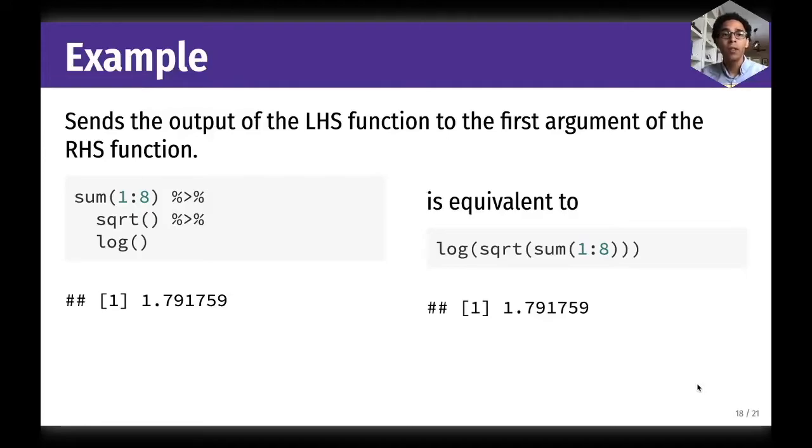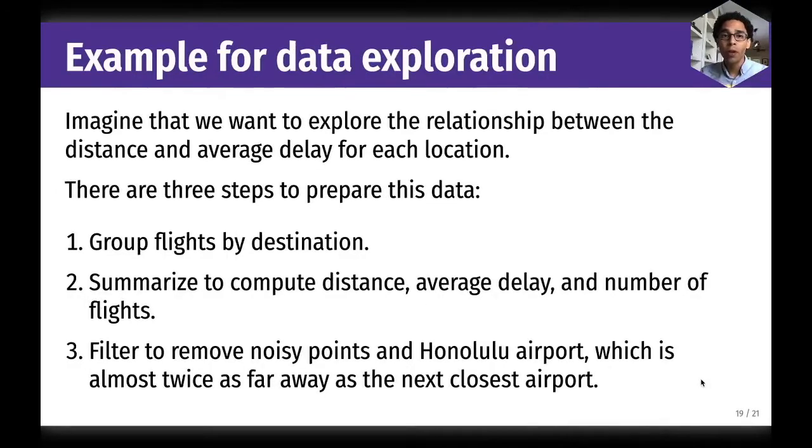That then is equivalent to concatenating this set of instructions: sum from 1 through 8, and then pipe that into the square root function and pipe that into the logarithm function. You can see some of the benefits already, and that is that it's a lot cleaner to read this code on the left than it is to make modifications on the code on the right. So the pipe operator will send the output of the left-hand side function to the first argument of the right-hand side function.